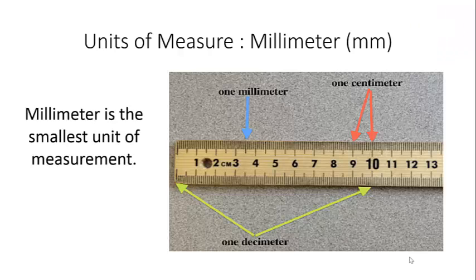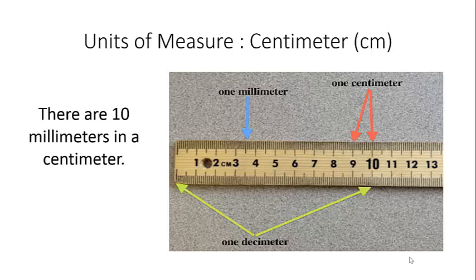Units of measure, the millimeter. As you can see in this picture, 1 millimeter, if you follow the blue arrow down, is one of those little tiny marks. That represents 1 millimeter. And millimeter is the smallest unit of measurement on a meter stick.